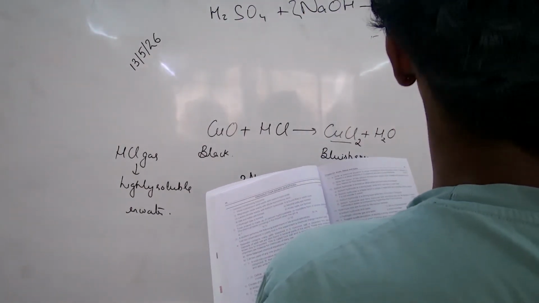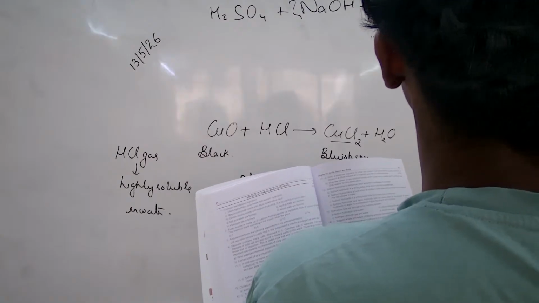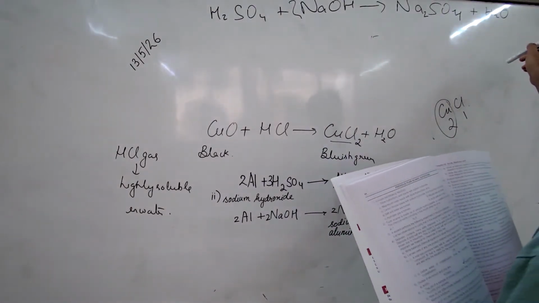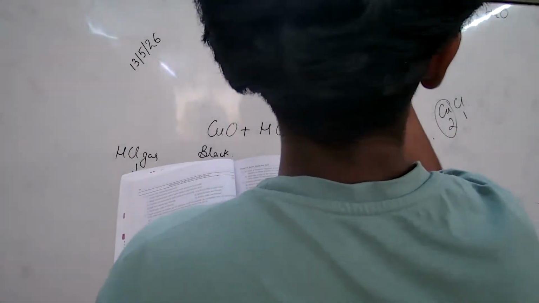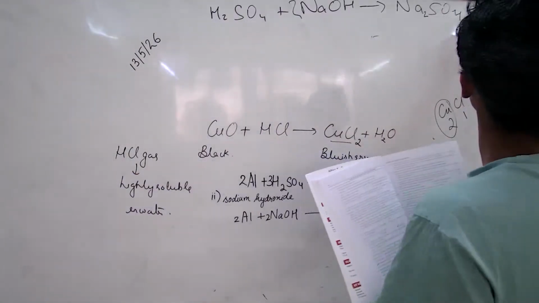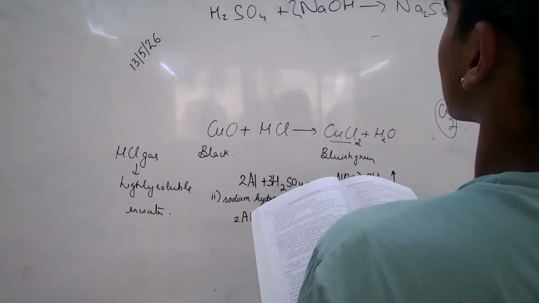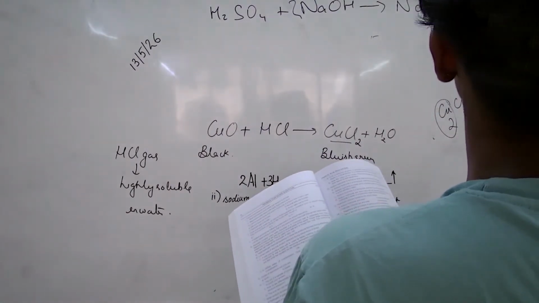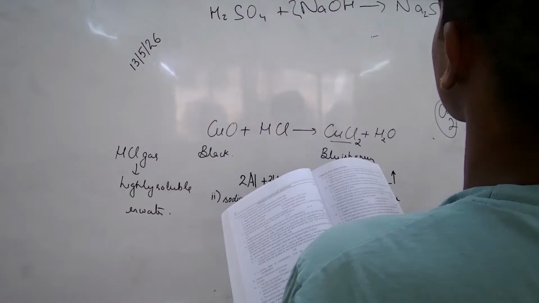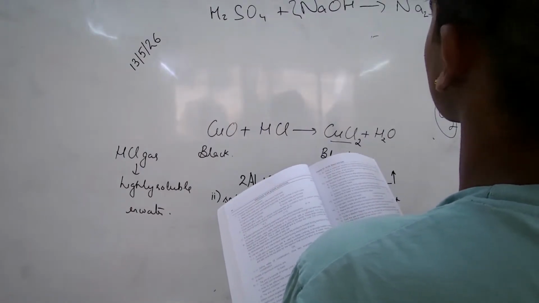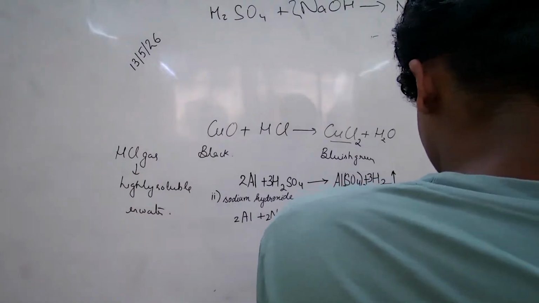H2 sulfate. ऑक्सीजन कितने हुए हैं? 6. 5. हाइड्रोजन 4 है. यहाँ क्या करोगे? Now check it. 4 hydrogen, sulfate is 1, sodium is 2. I think it's balanced. क्या पूछा है उन्होंने?